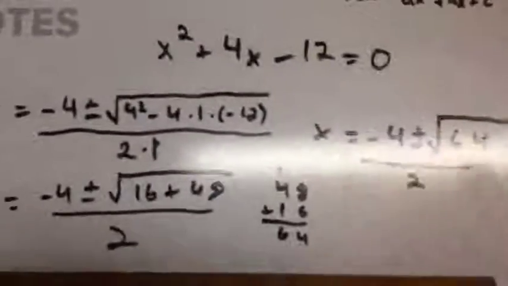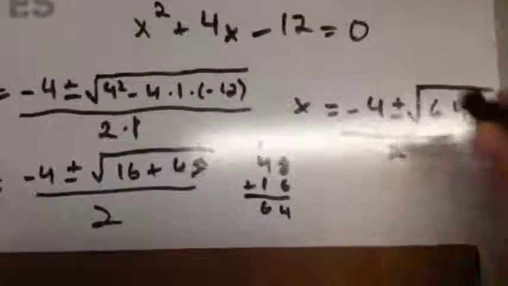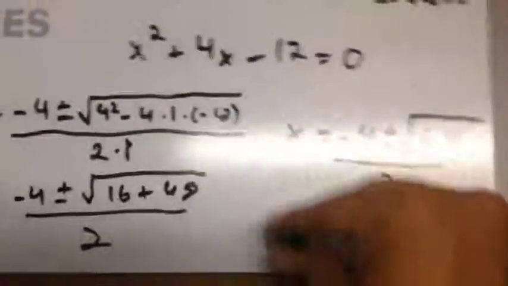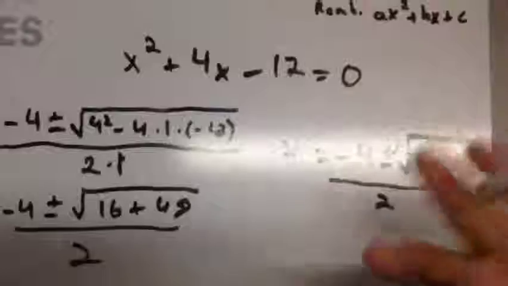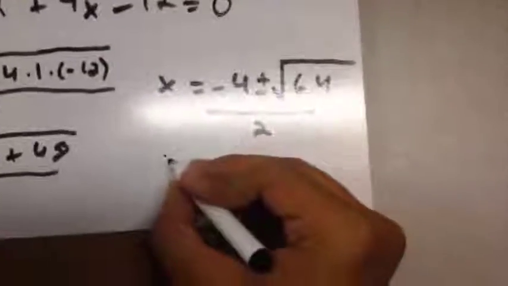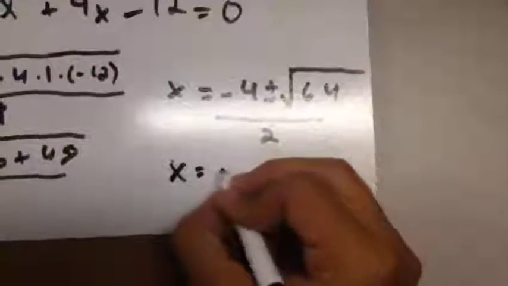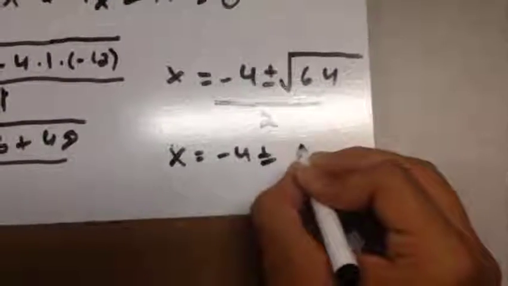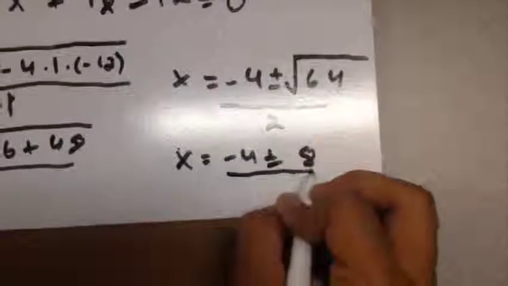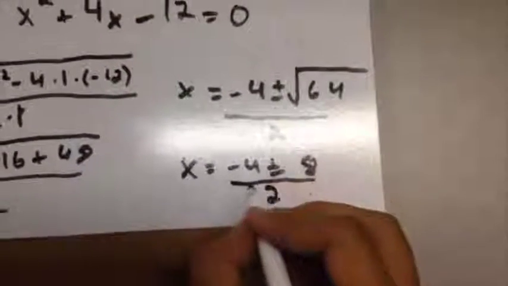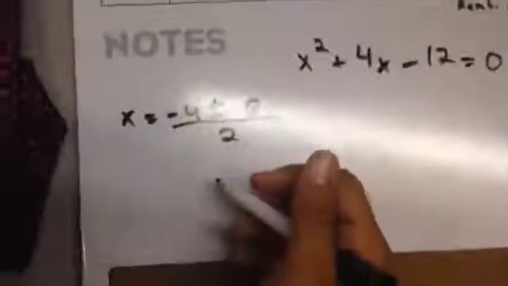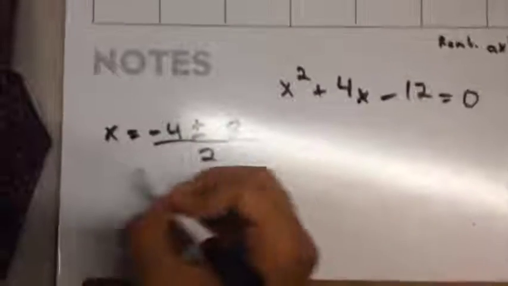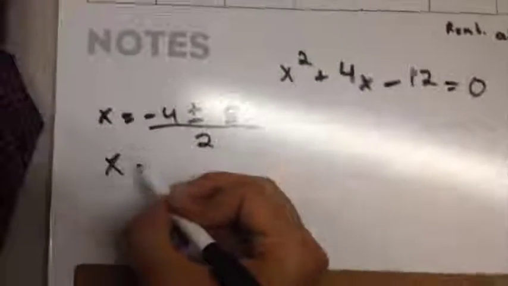Alright, let's just erase this so we have a little more space, guys. Alrighty, so we have now x equals -4 plus or minus 8, because 64 is just a perfect square, so we could just get 8. And now what we're going to want to do, let's just erase all that.